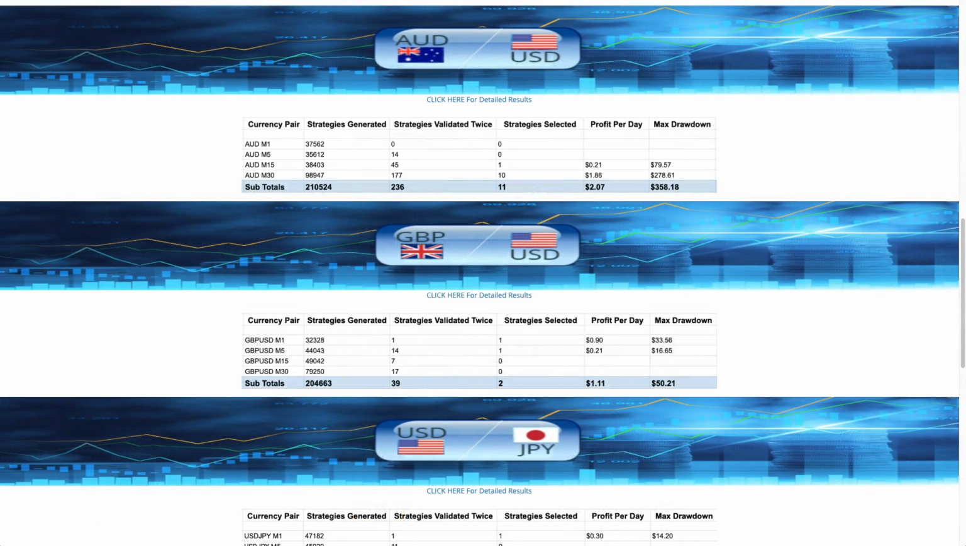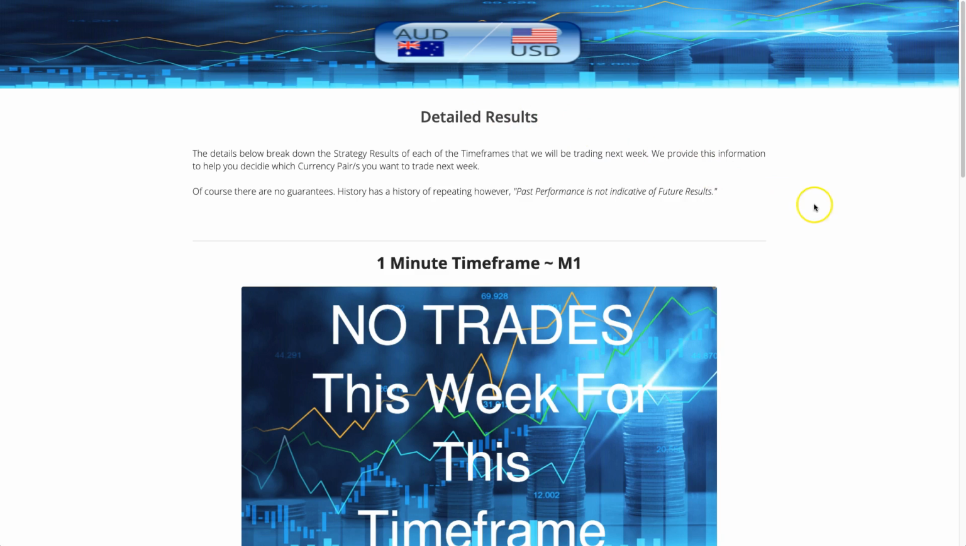Okay, so let's now take a look at the detailed results. Underneath each of the currency pairs, you will see a click here for detailed results. If I click on that, a new window will appear, and these are the detailed results for the Aussie dollar, US dollar. The details below break down the strategy results of each of the time frames that we'll be trading next week. We provide this information to help you decide which currency pairs you want to trade next week. Now, of course, there are no guarantees.